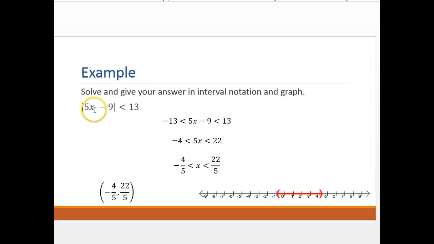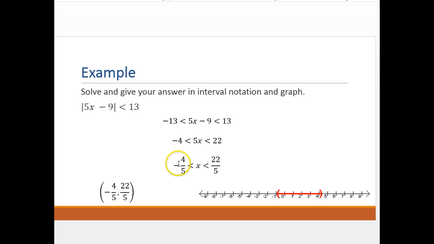If I have the absolute value of 5x minus 9 is less than 13, that means negative 13 is less than 5x minus 9, which is less than 13. I now have three sides. I have to do the same thing to each side. When I add 9 to every side, you have negative 4 less than 5x less than 22. Divide everything by 5, you have negative 4/5 less than x less than 22 over 5.